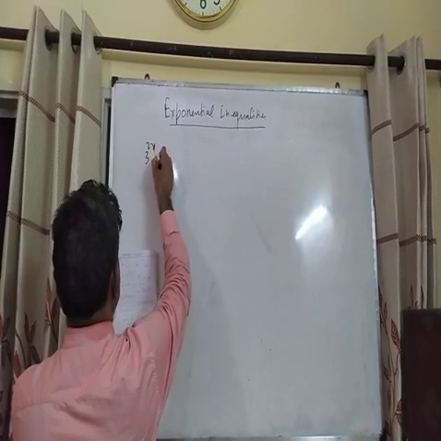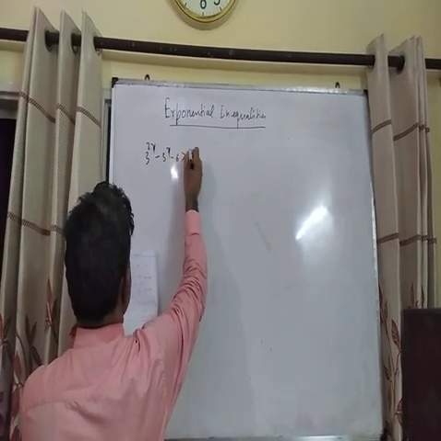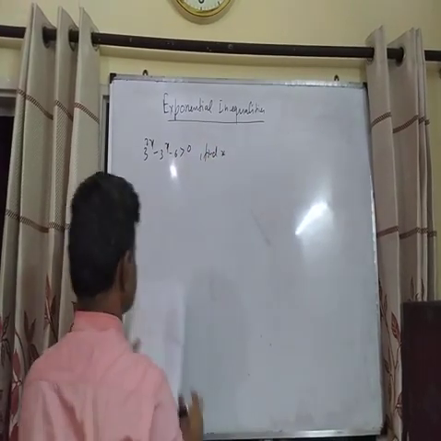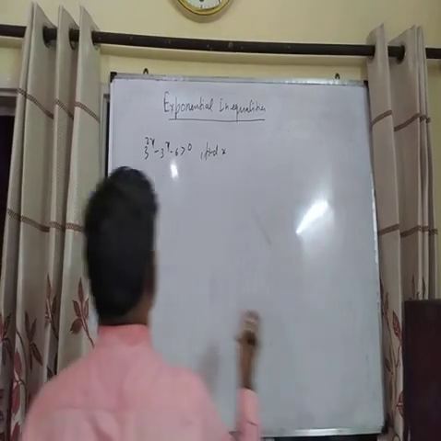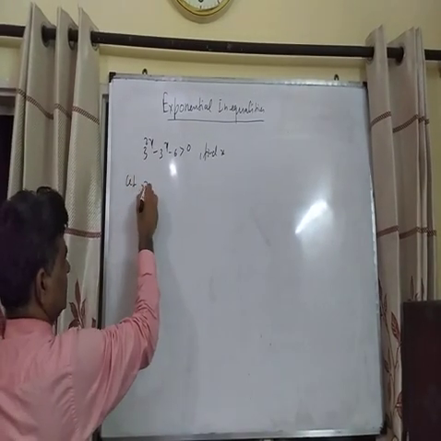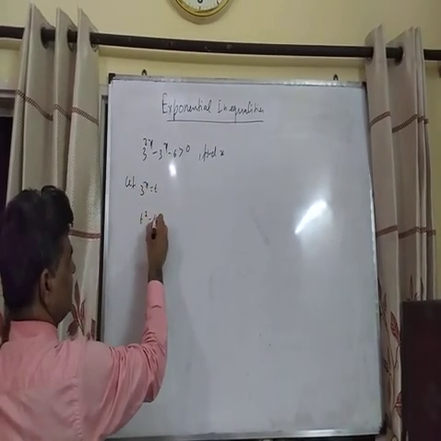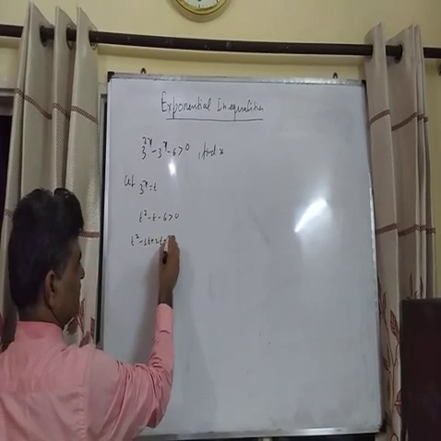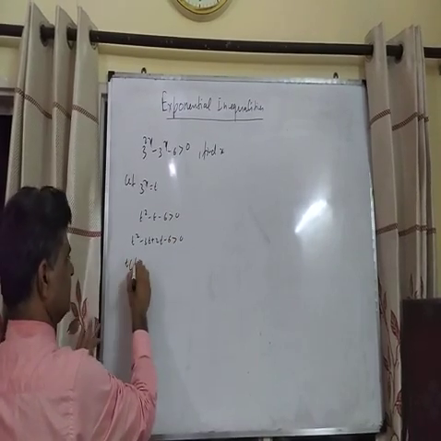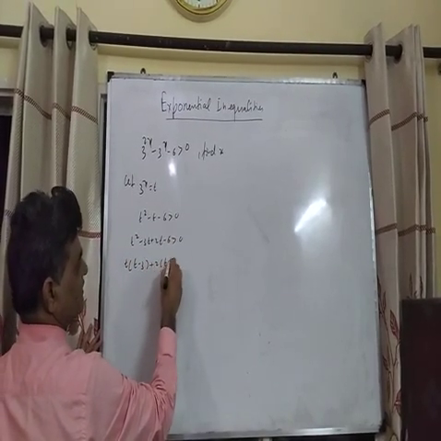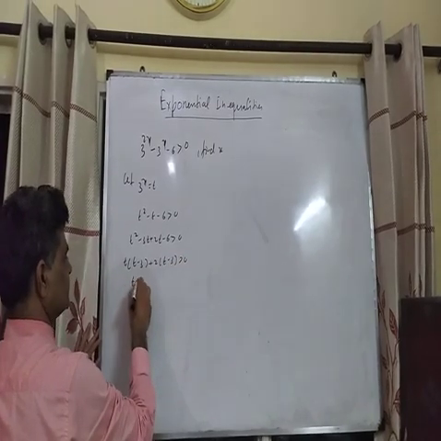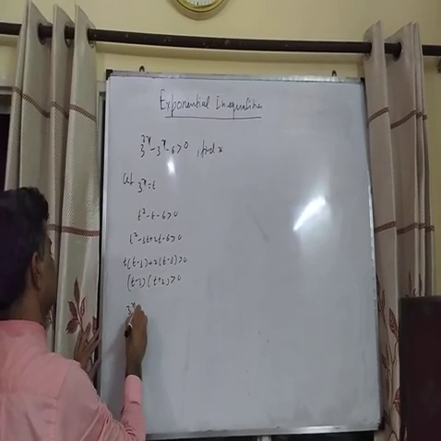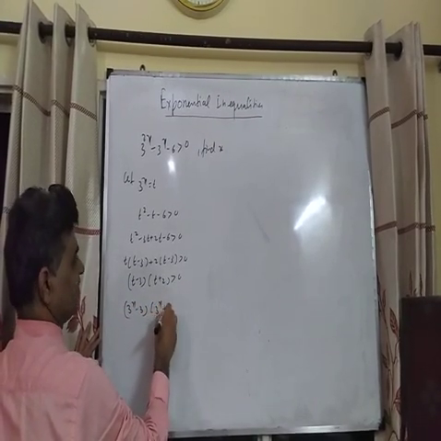3 to the power 2x minus 3 to the power x minus 6 greater than 0. Find x. So let 3 to the power x equal t. So this is t square minus t minus 6 greater than 0. So t square minus 3t plus 2t minus 6 greater than 0. So from t we are taking common (t minus 3), and 2 also we are taking common. So this is (t minus 3)(t plus 2) greater than 0. That means (3 to the power x minus 3)(3 to the power x plus 2) greater than 0.